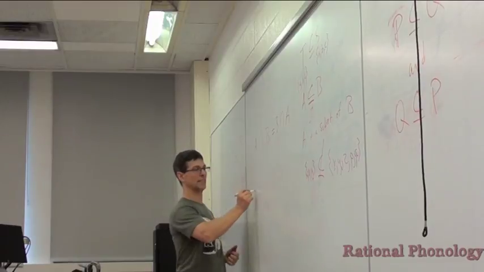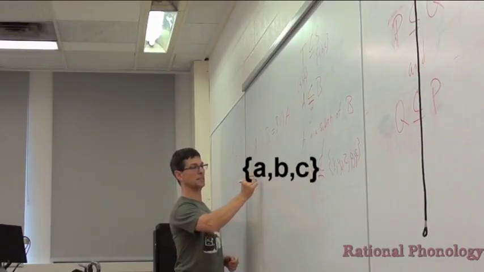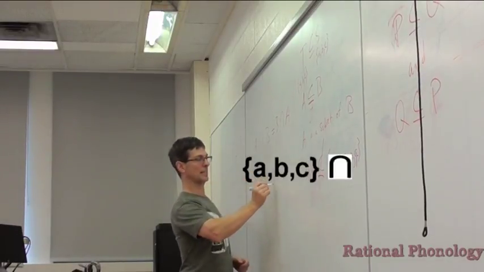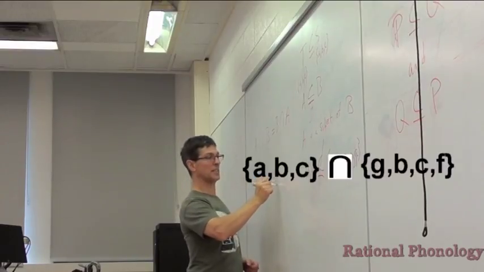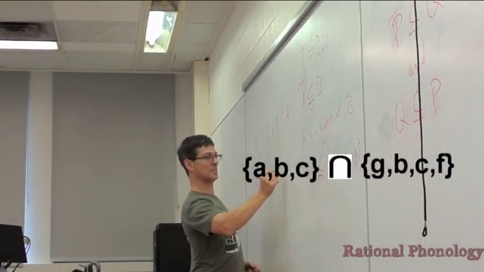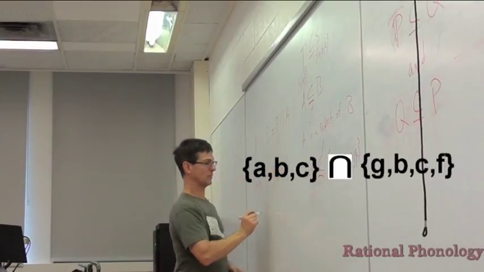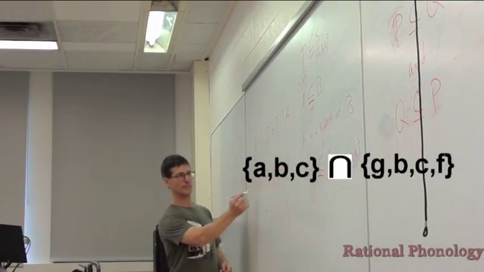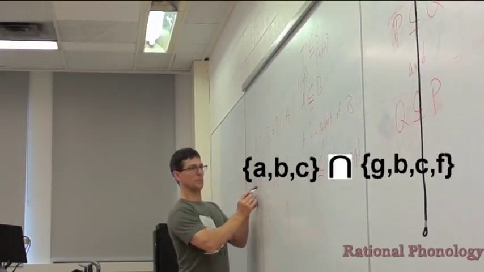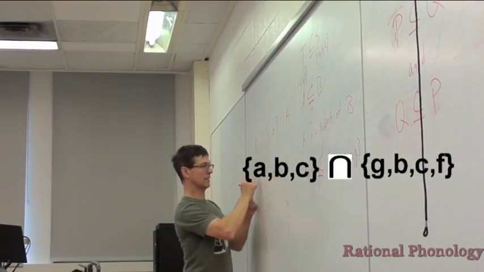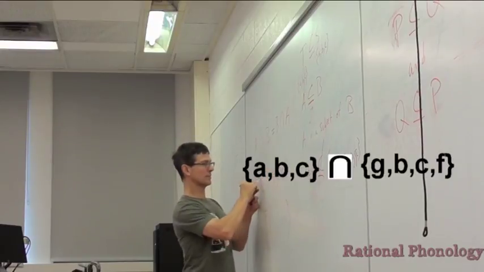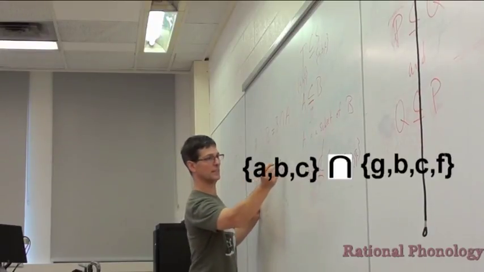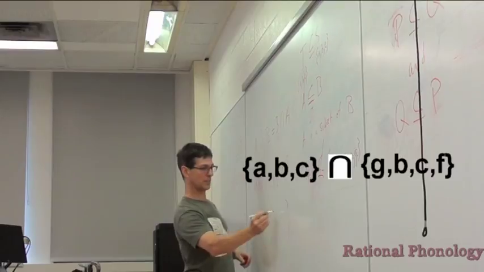So if I take a set like A, B, C, and I intersect it with a set like G, D, C, F, what is the intersection going to have as members? B and C. A is here, but it's not here. B is here and here. C is here and here. F is here, but not here, so that's no good. G is only here, so it's this set.